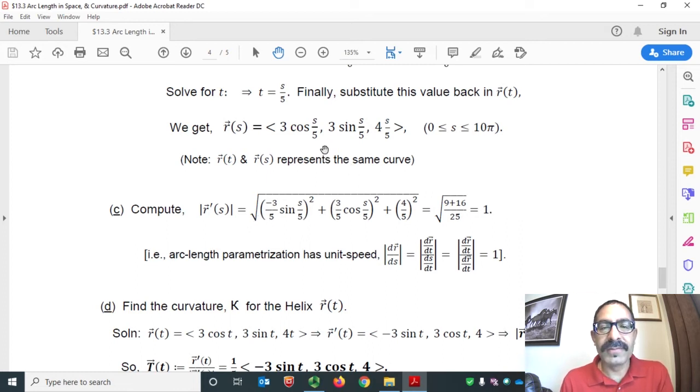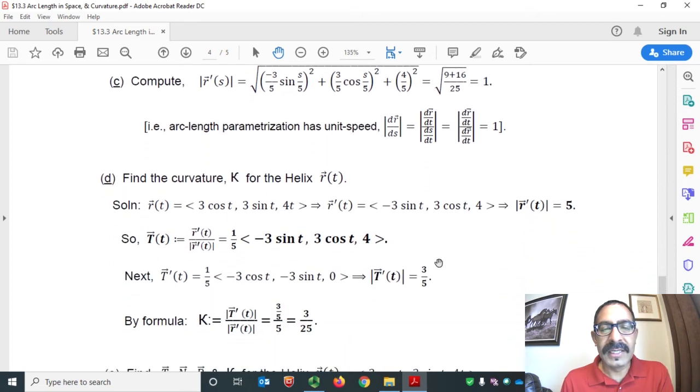And the derivative of 3 sine s over 5 is 3 over 5 cosine s over 5, and the derivative of 4 times s over 5 is simply 4 over 5. To find the magnitude, under the radical, first component squared plus second component squared plus third component squared, and you simplify, it turns out to be 1. Awesome. Let's move on.